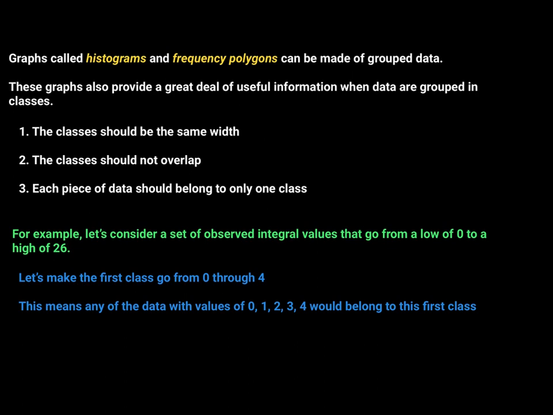Now, what's really important is the class width. In this case, the class width would be 5 because there are 5 values: 1, 2, 3, 4, 5. So because there are 5 values that belong to the class, we say the class width is 5. That means every class must be the same width. So every class is going to have width 5. Now, this first class ended with a 4, so that means the second class must start with a 5.